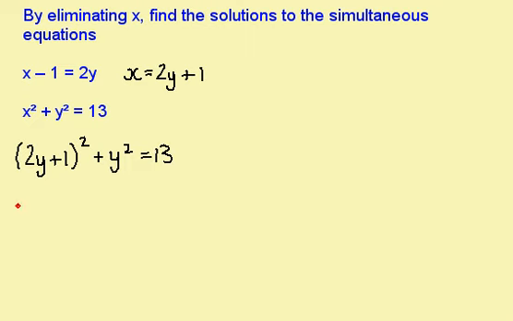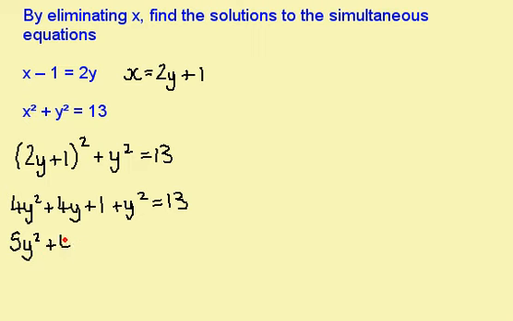If I square this, I'm going to have 4y squared plus 4y plus 1. Then plus this y squared equals 13. I'm now going to simplify this. 4y squared plus y squared is 5y squared, plus 4y plus 1 equals 13. To solve this, I want it to be equal to 0. So 5y squared plus 4y plus 1 minus 13 gives me minus 12 equals 0. I now need to solve this quadratic equation.